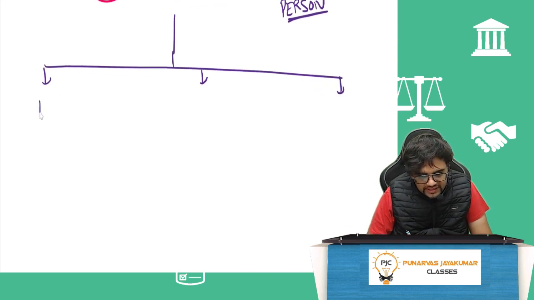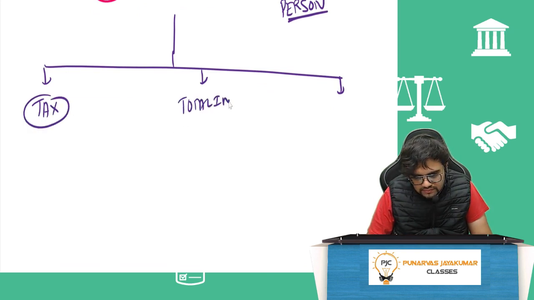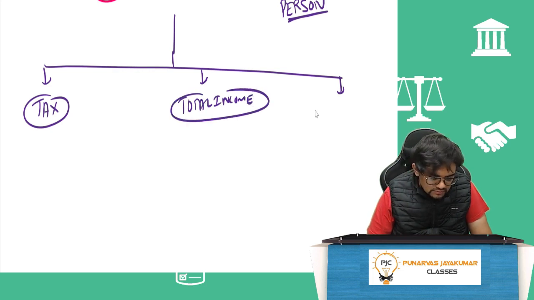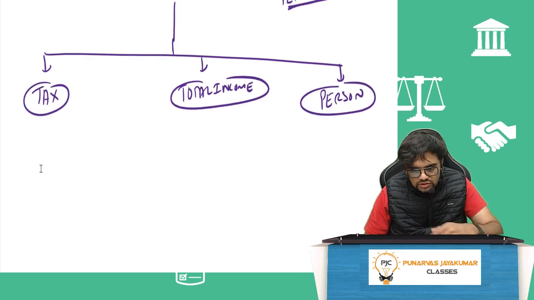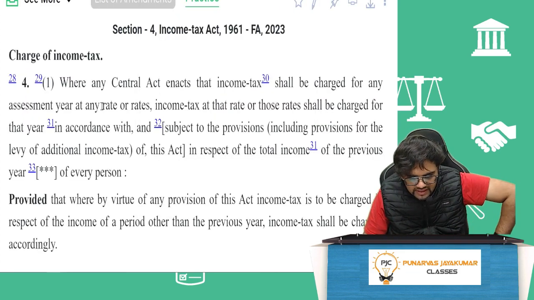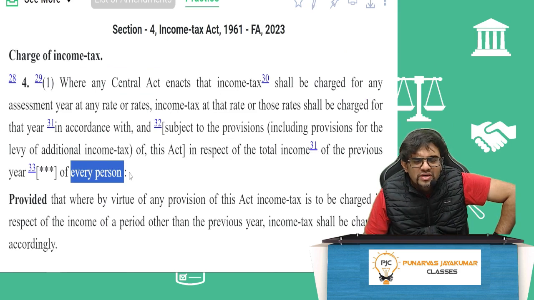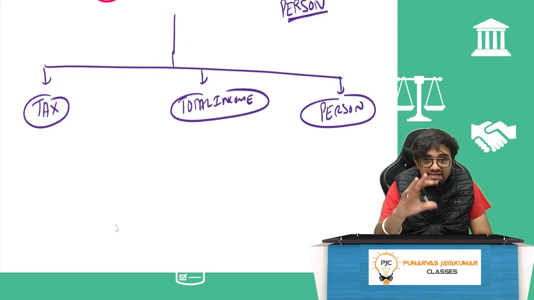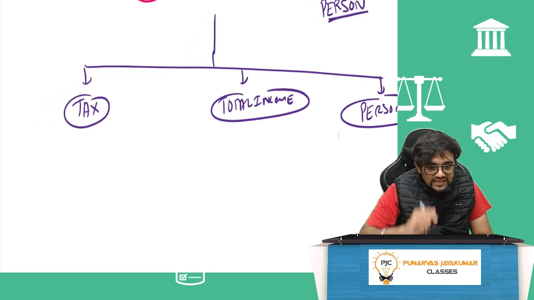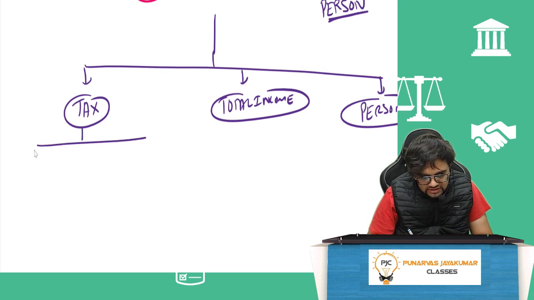So, first is what? Tax on what? Total income of a person. So, if you see here, at any rate or rates, total income of every person. That's what I'm doing. I'm just picking the important things and writing it. Of every person. Tax at a rate, they say. But there are two types of rates that the lawmaker envisages.